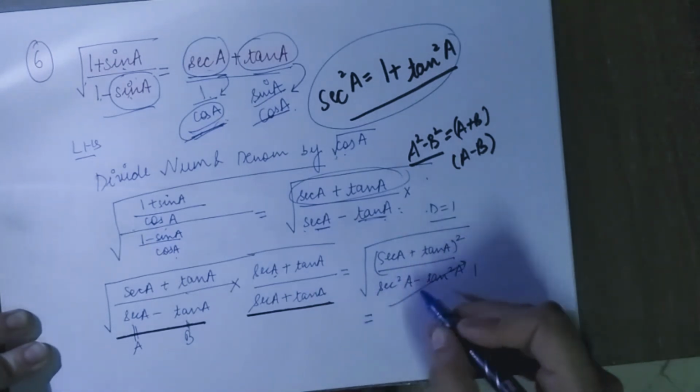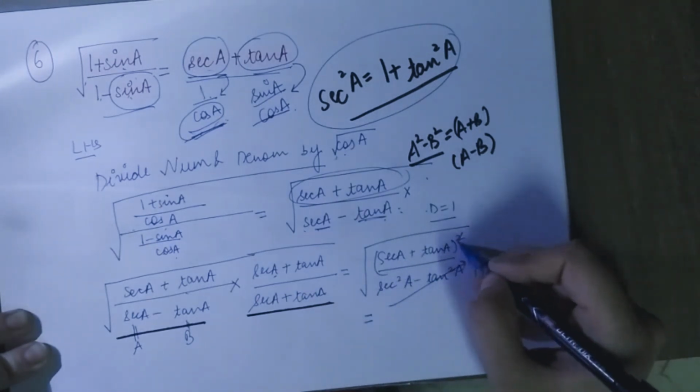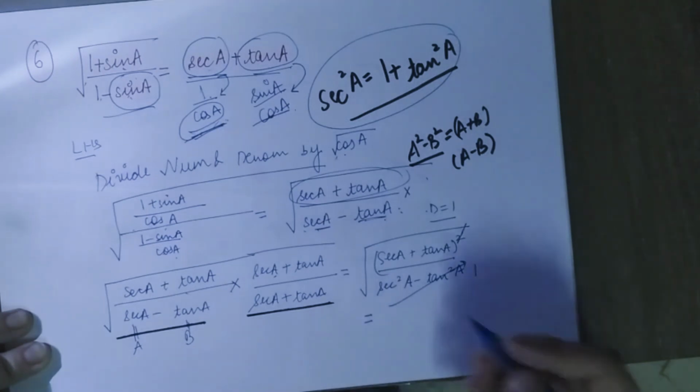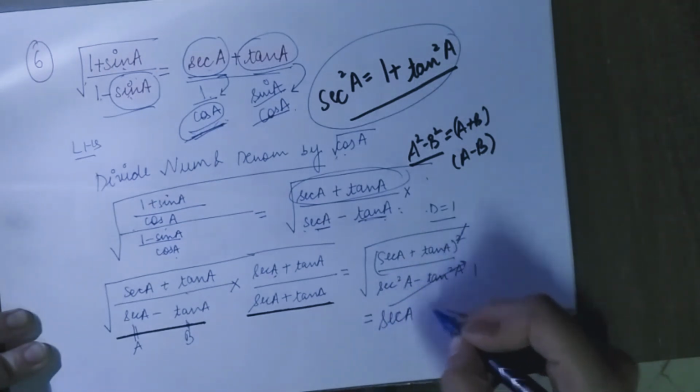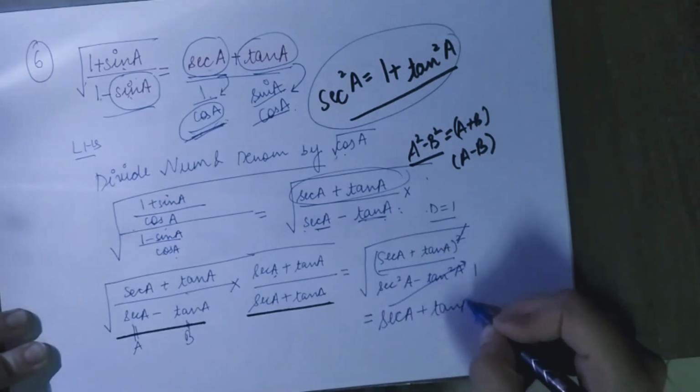And what we will get out is, this 2 will cancel with this, 1 will come out, and we will get secant of A plus tan of A. I hope you get it.